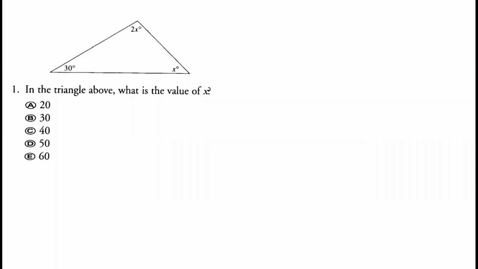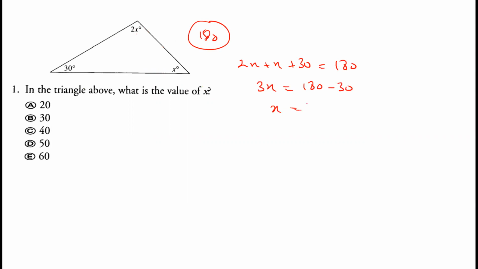So in a triangle, the total of all the angles is 180 degrees. So if you add all the angles up, it's equal to 180. So 2x plus 30 should be equal to 180. So 3x equals 180 minus 30, and x would be equal to 150 divided by 3, that is 50 degrees. So option D is correct.